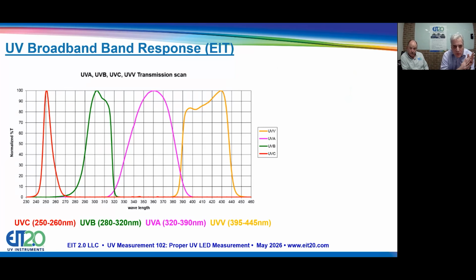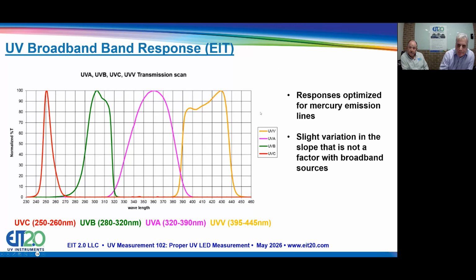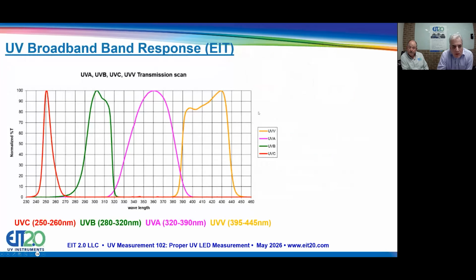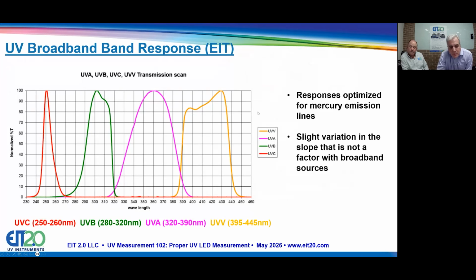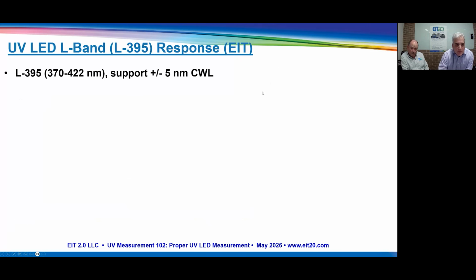These are the traditional mercury bands that go from C on the left, the short wavelengths, B, A, and V. These have been kind of standards for us for quite a few years. These are all optimized for mercury emission. We're going to superpose these along with the LED activities on another graph, so you'll see how all these curves kind of fit together. The slight variations you see in the slopes are actually not a significant factor when these things are calibrated properly. So we have a little bit more freedom in how we choose those filters.